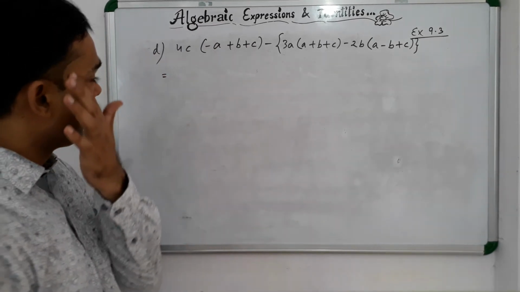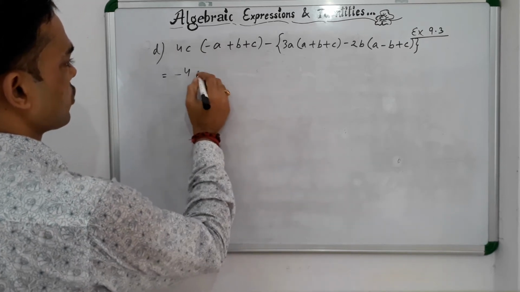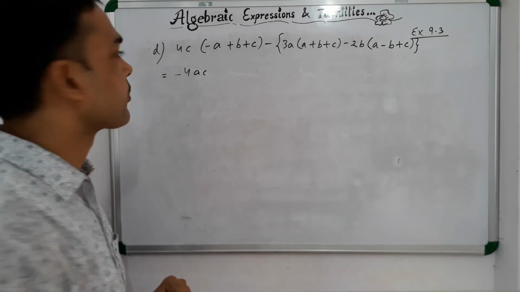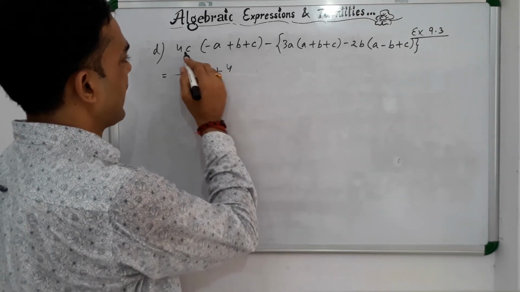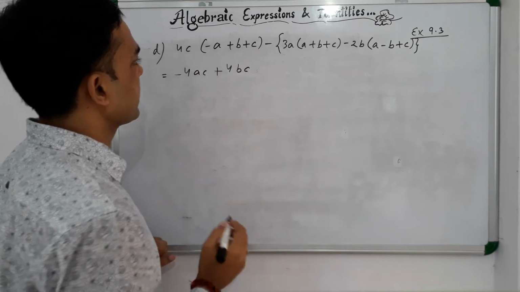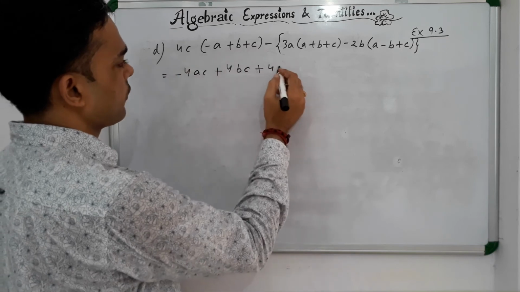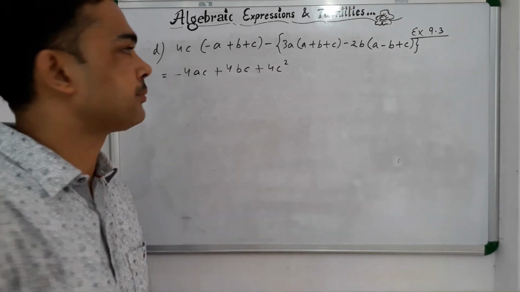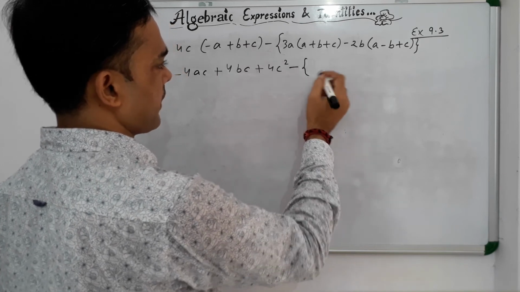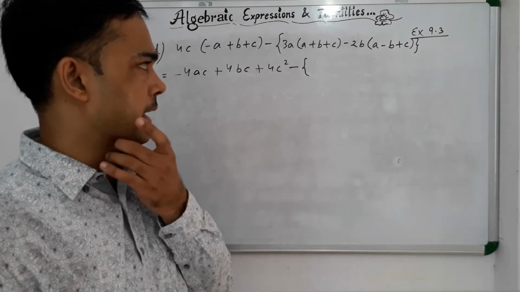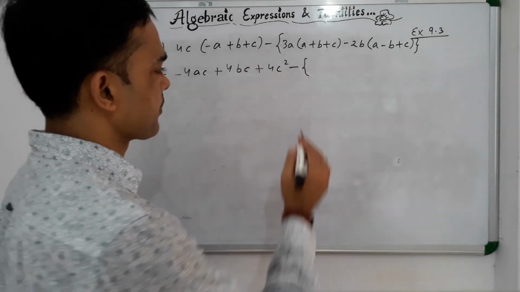Now this is plus into minus, so minus 4 into 1 is 4, so we get minus 4AC. Plus into plus is plus, 4 into 1 is 4 and B into C is BC. Plus 1 into 4 is 4, C into C is C square. Minus, let us put the curly bracket as it is and let's multiply these trinomials by these monomials.